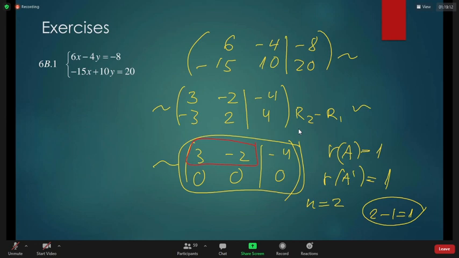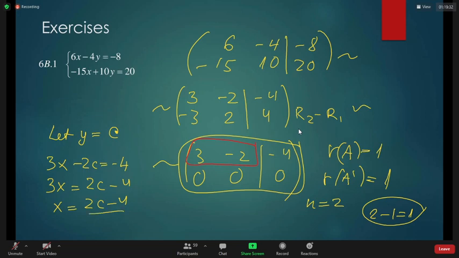So let's say it doesn't matter which. It looks like y is better to choose. So perhaps let y be some number c. And then 3x minus 2c is minus 4. 3x is 2c minus 4. And x is (2c minus 4) divided by 3. So we have the general solution, (2c minus 4) over 3 and c.